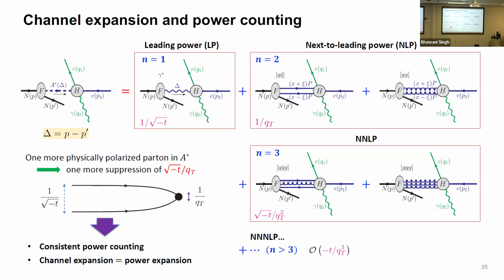And so that's the beauty of the two-stage picture. We are getting a consistent power counting. Not only are we separating this same process into Bethe-Heitler and DVCS, we also get a consistent power counting. We identify the Bethe-Heitler as the leading power and DVCS as next to leading power.